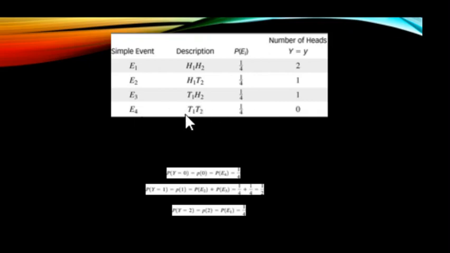The fourth possible outcome is T1, T2. Probability is 1/4 and y is 0. So when we're describing a discrete random variable, it can take 3 possible values. Probability of y equals 0 is 1/4. Probability of y equals 1 is the sum of these two, so 1/4 and 1/4, that is 1/2. Probability of y equals 2 is 1/4.